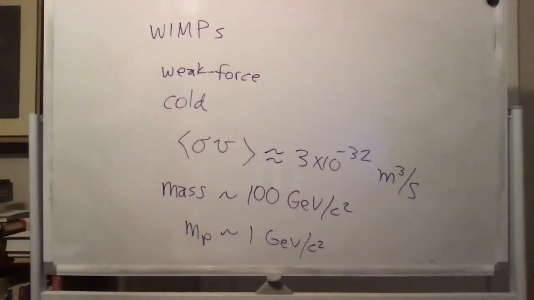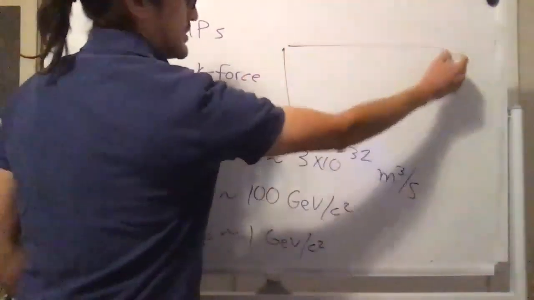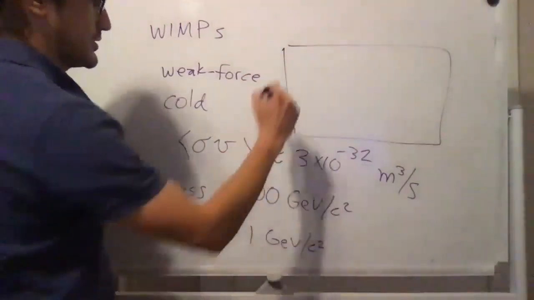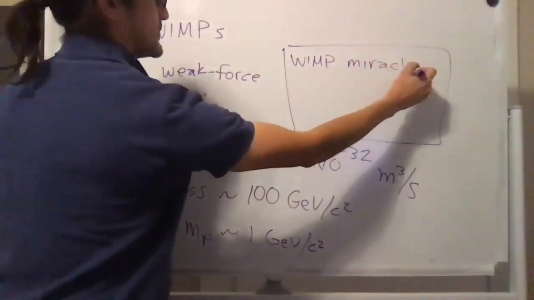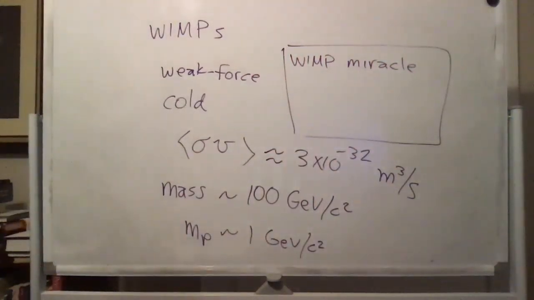The other situation, but this is not necessarily related to this other part, is called the WIMP miracle. So, if you relax the requirement that the number of quarks and leptons in the universe have to be conserved.